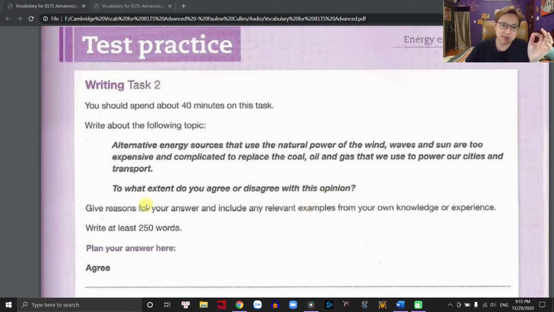They ask you like, do you agree or disagree? To what extent with this opinion? So of course you can choose totally agree, I agree more than I disagree, impartial, which means you're in the middle, neutral, I disagree more than I agree, or I totally disagree.